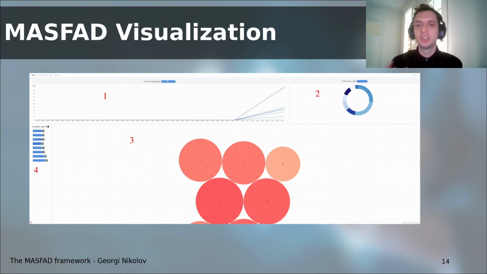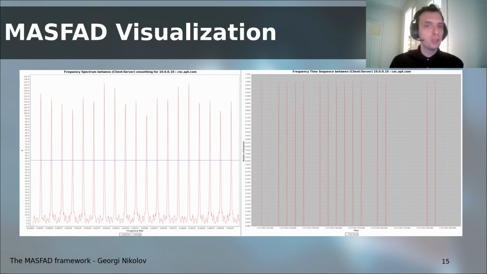Number three is the general dashboard, the general visualizations. Here we see a bubble graph, which through the use of colors, positioning, and size can draw the attention of the analyst to peculiar information and to something that is maybe more important to analyze. Number four is the list of all the different agents that are running at the moment. Further on, we have visualizations for the different detection agents.